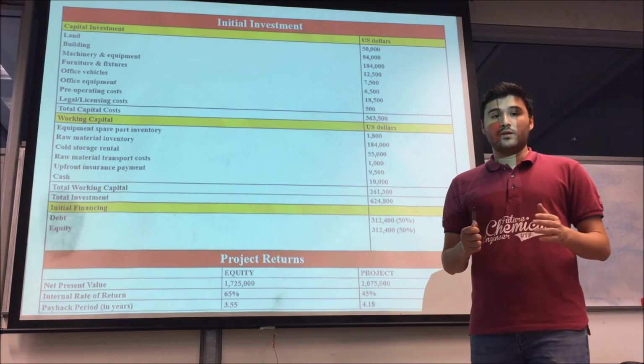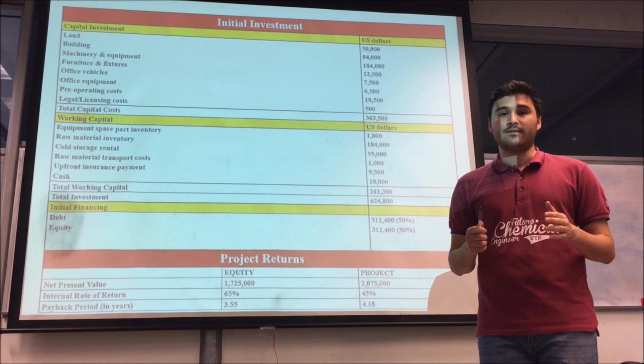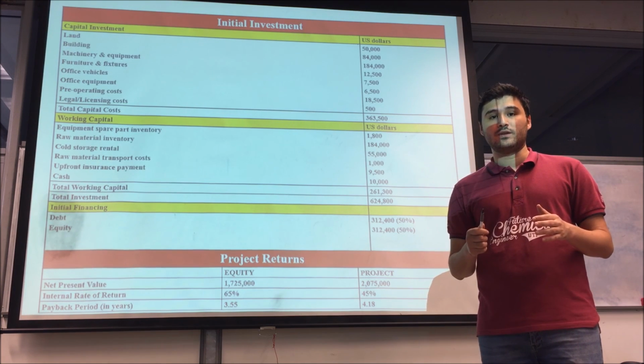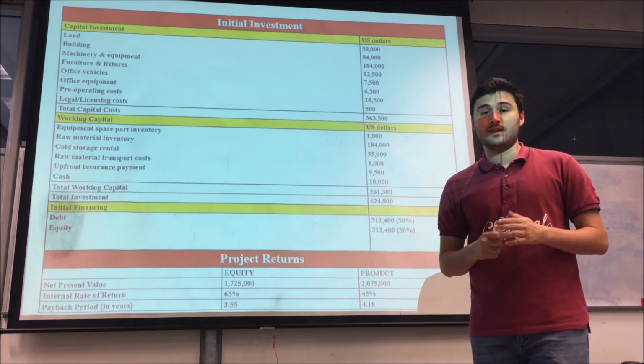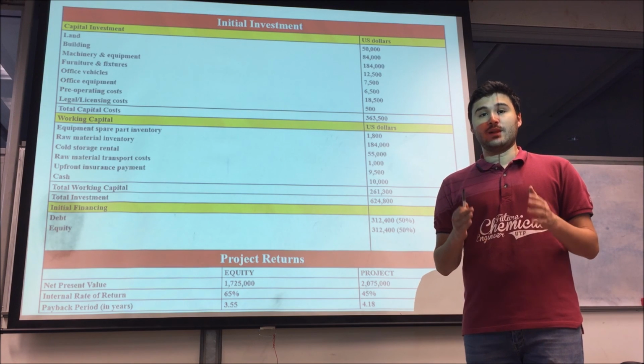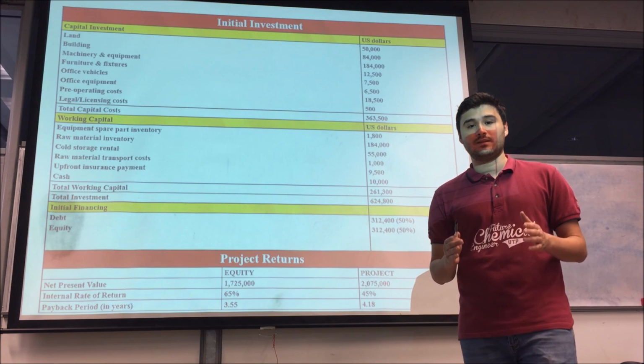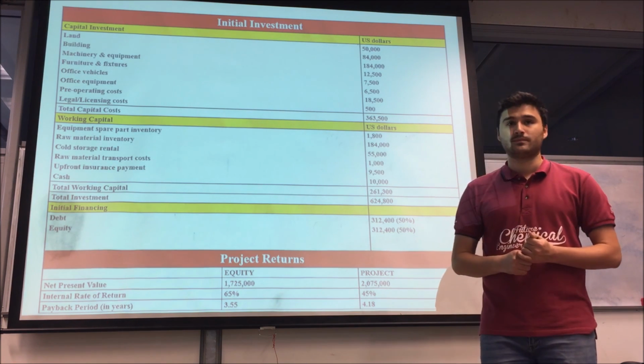The plant will work in 2 shifts and operate at 50% capacity in the first year. The maximum capacity attained is 95%, and the plant operates at this capacity from 6 years onwards. Thank you.